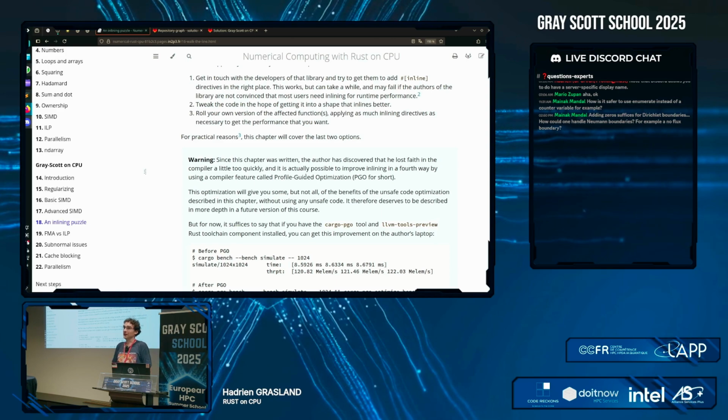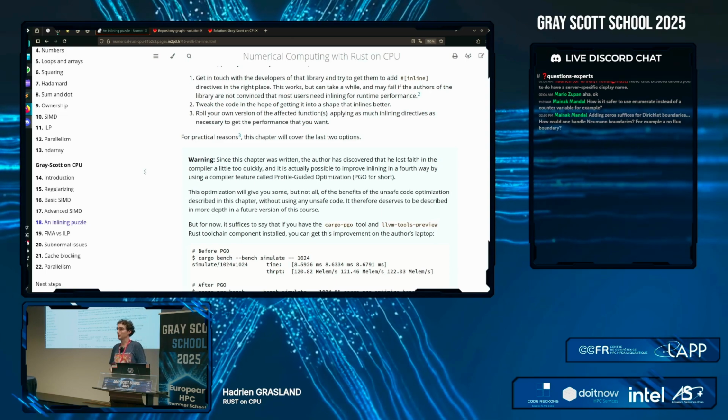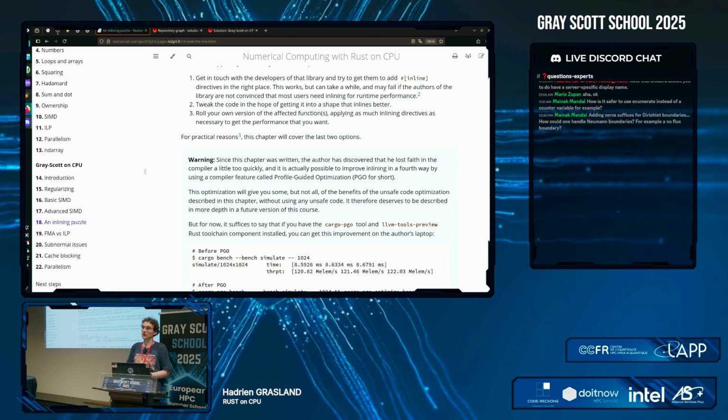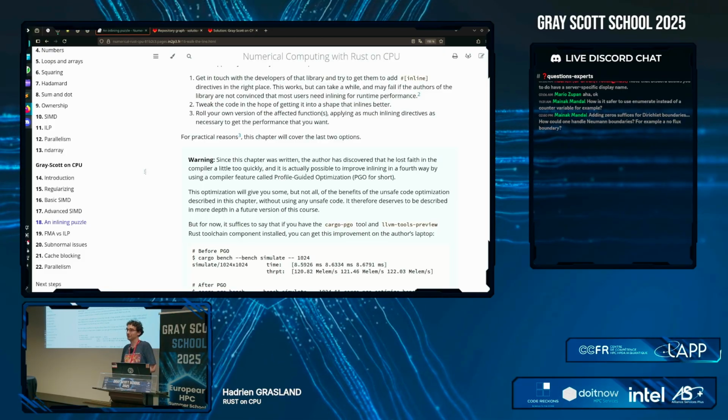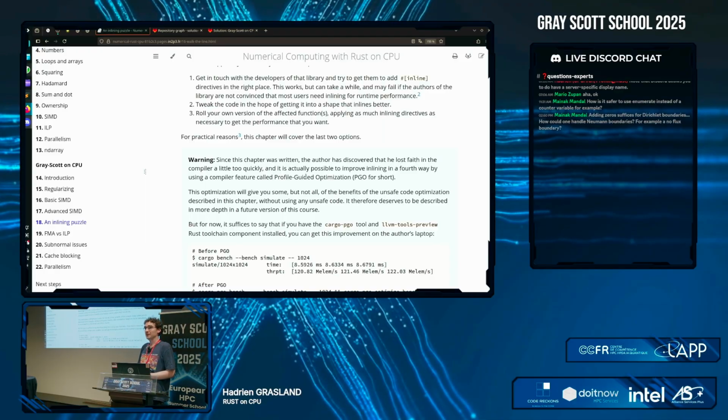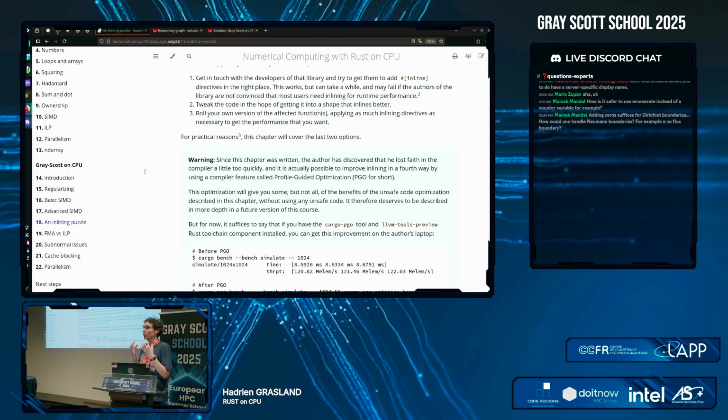And when I did the last edition of this course, I thought this was the whole story. But I later figured out that I had forgotten about a fourth option. And that option is profile-guided optimization. The idea here is you must now think about why the compiler did not inline the function.